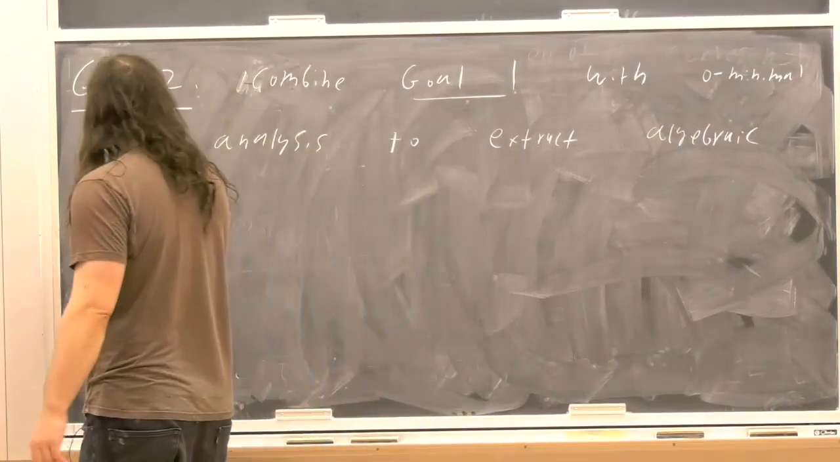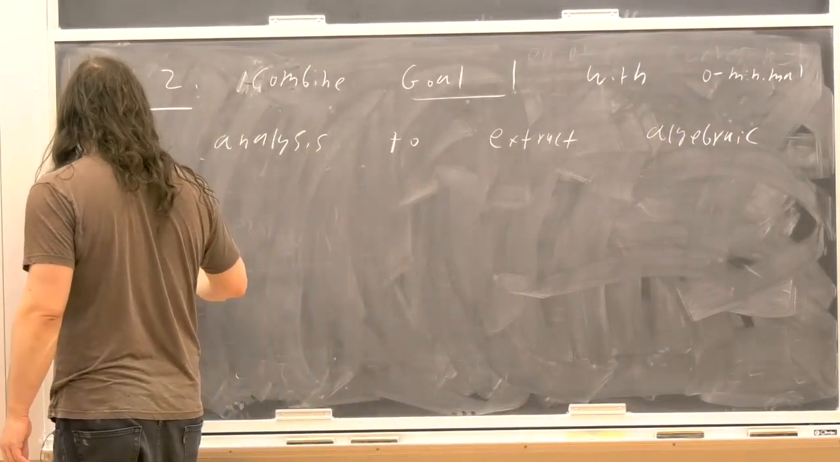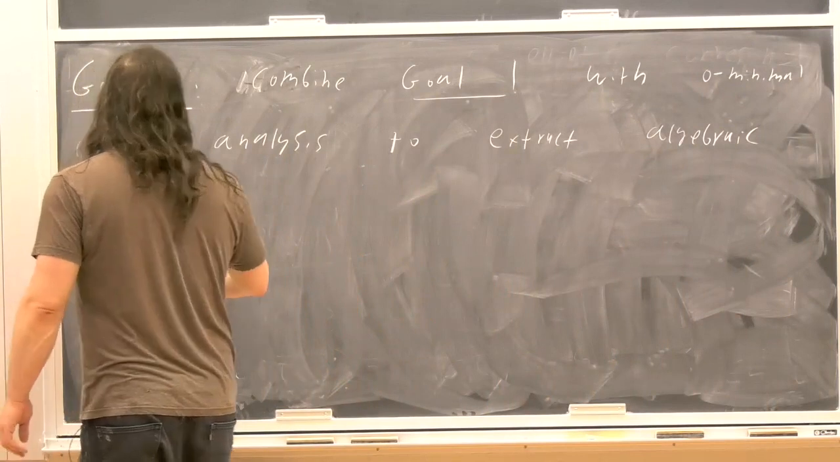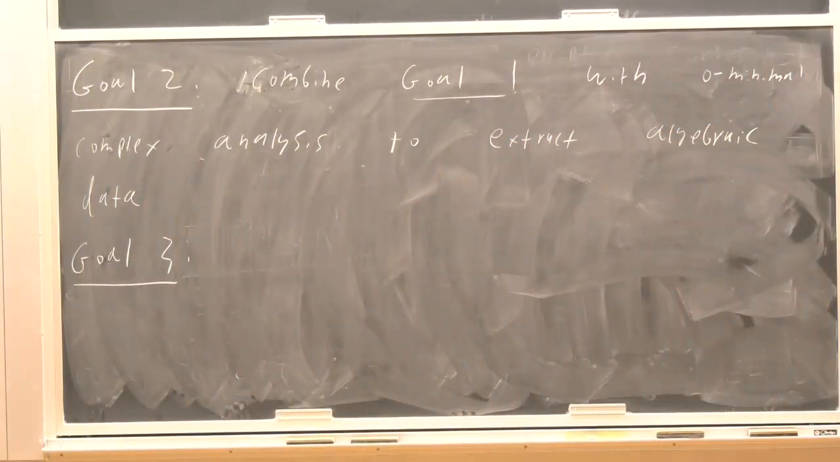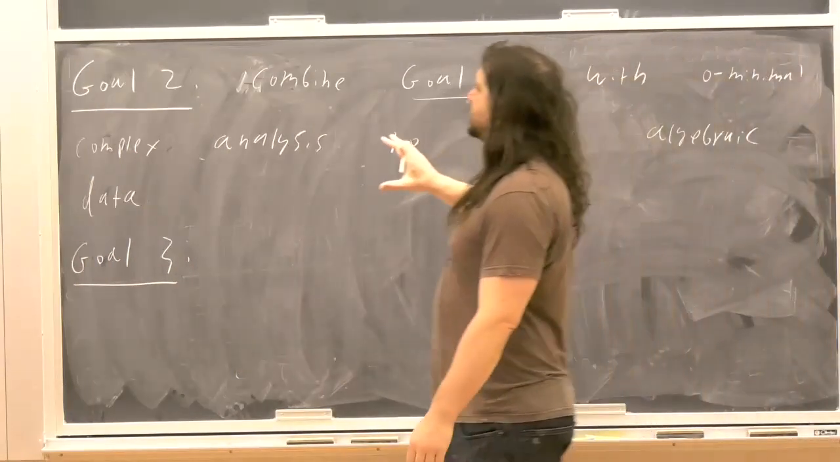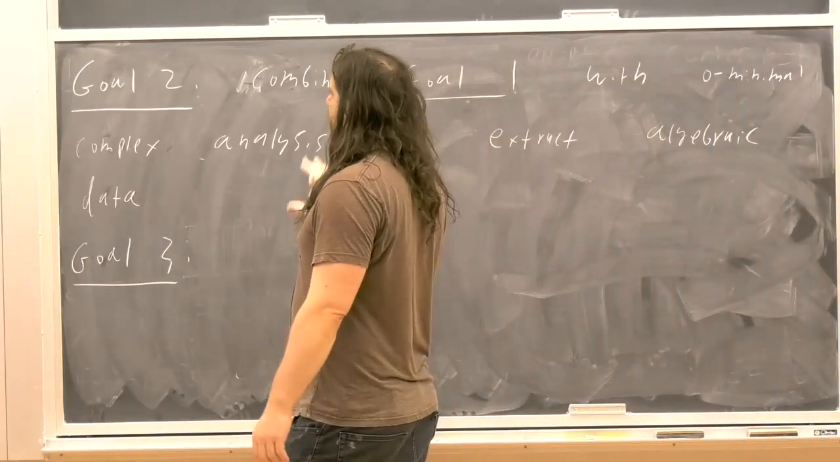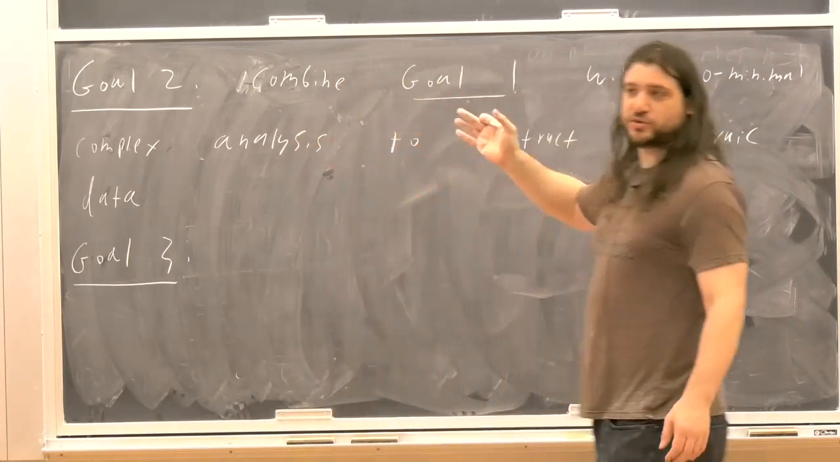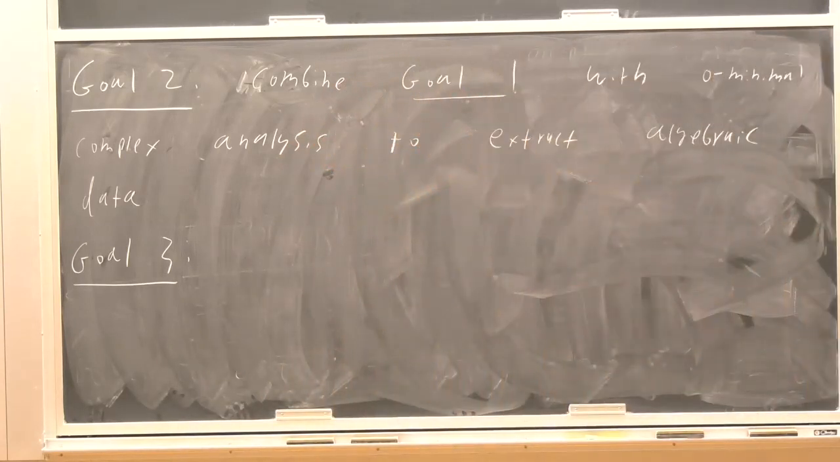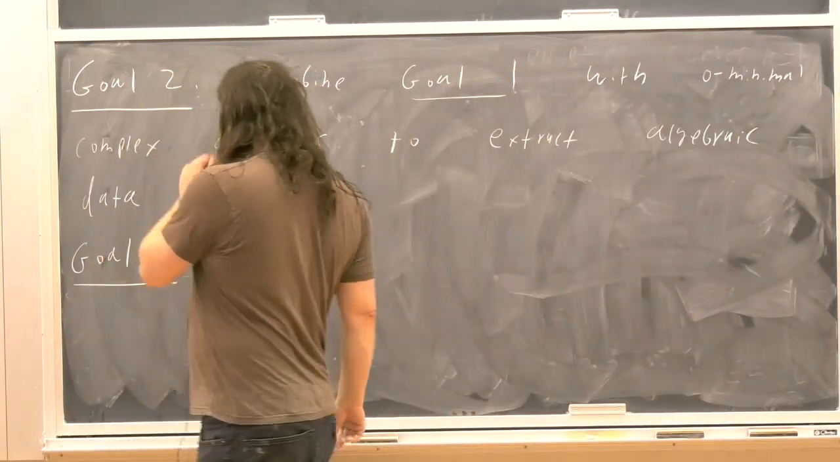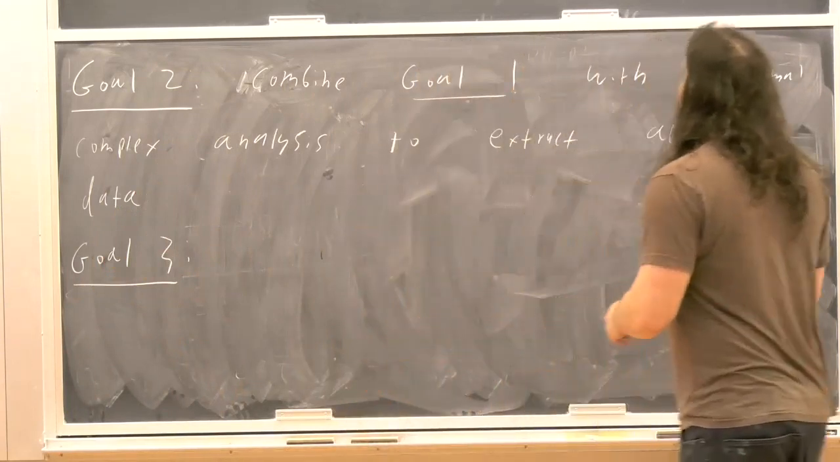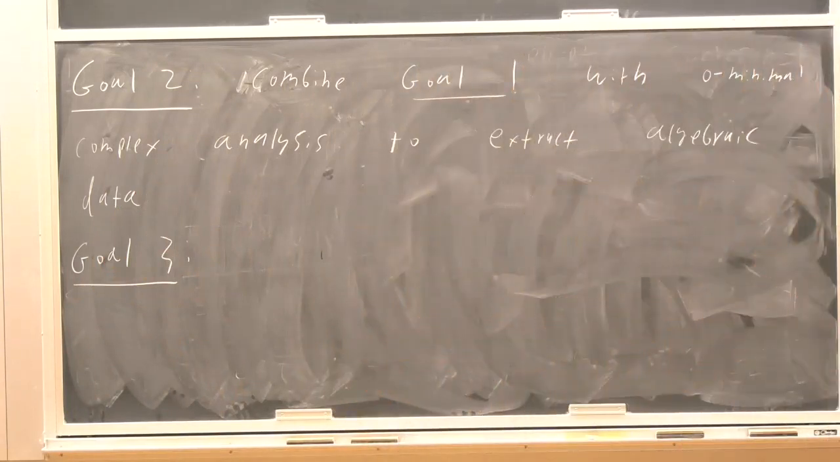To extract algebraic data. That'll be our sort of second goal. In particular, we will say something about the Hodge conjecture in families using these methods. And then goal 3 is going to be, in some sense, subservient to goal 2 a little bit.